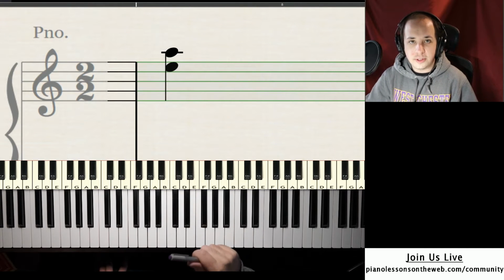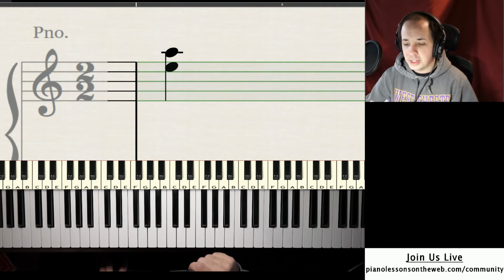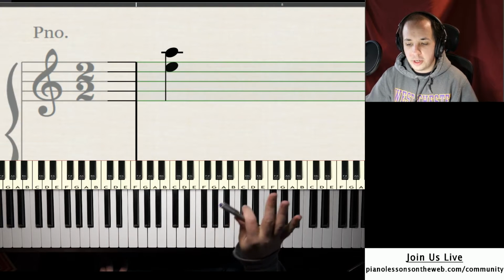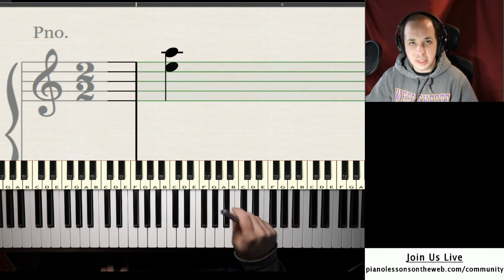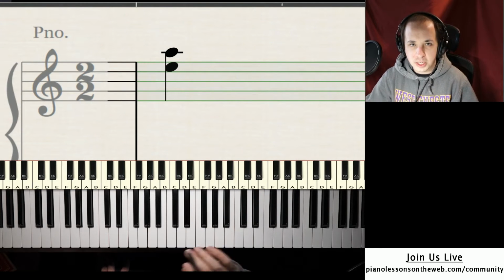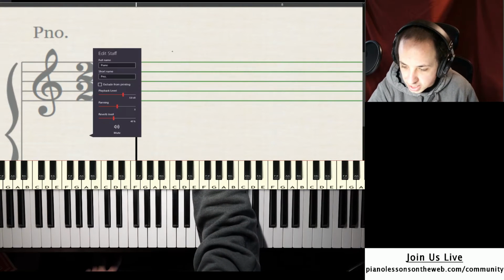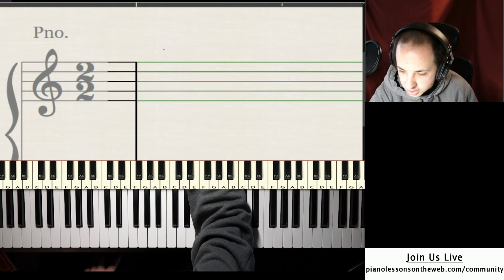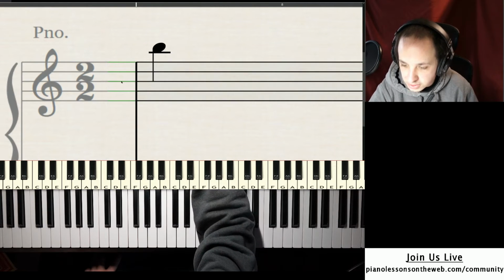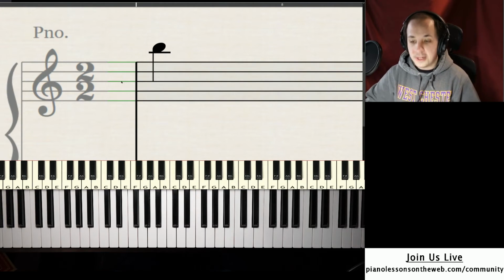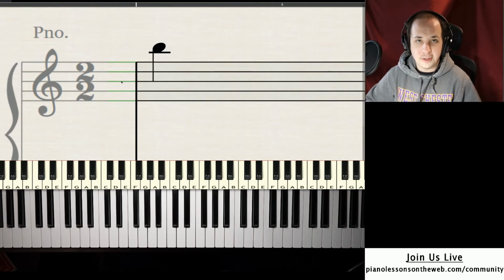Now, you can use intervals to tell how far away the upper note is without having to skip. It's like a little shortcut. So here's what I mean by that. Say we have this note right here. Let me see where that puts it. Okay, that's perfect. So that note right there, we need to figure out what note that is.